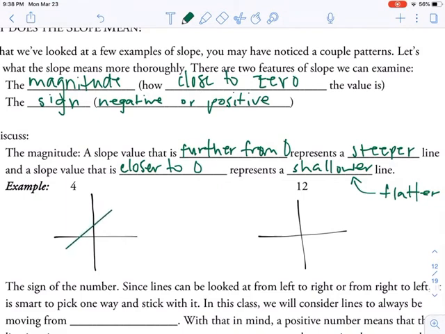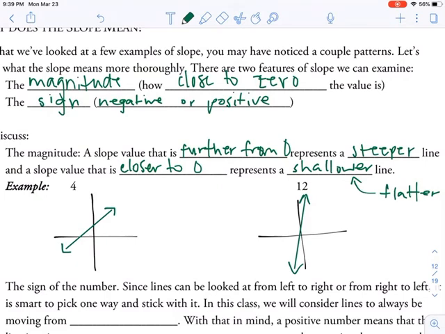There we go. Okay, so we might have something that looks like that. Now, when compared to a slope of 12, which is a number that's further from 0, then we know that that's a steeper line. So we're going to represent that with a much steeper line. Remember that a line that's steep is less flat, right? So it's more vertical. So a line with a slope of 12 might look something like that.